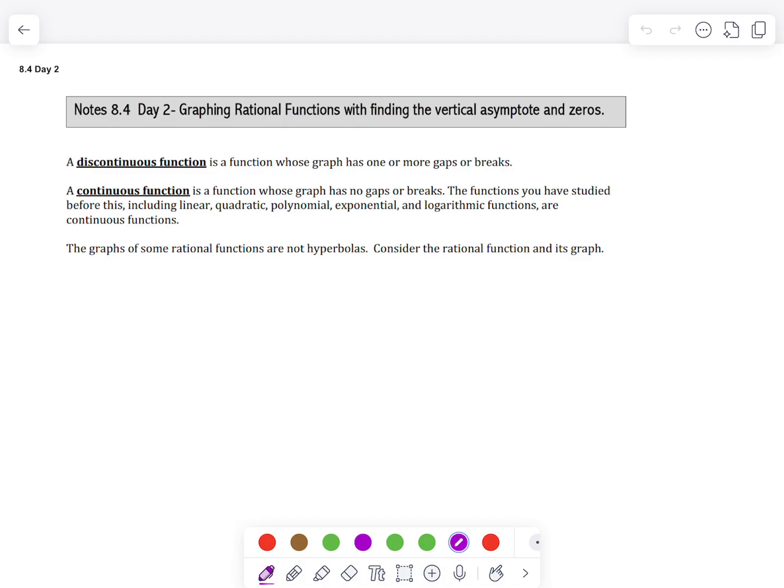All right, here's a lesson on graphing rational functions, and we're going to focus on finding the vertical asymptotes and the zeros. A discontinuous function is one that has a gap or a break in it, whereas a continuous function does not have any gaps or breaks. We've already looked at linear, quadratic, polynomial, exponential, logarithmic functions, which are all considered continuous.